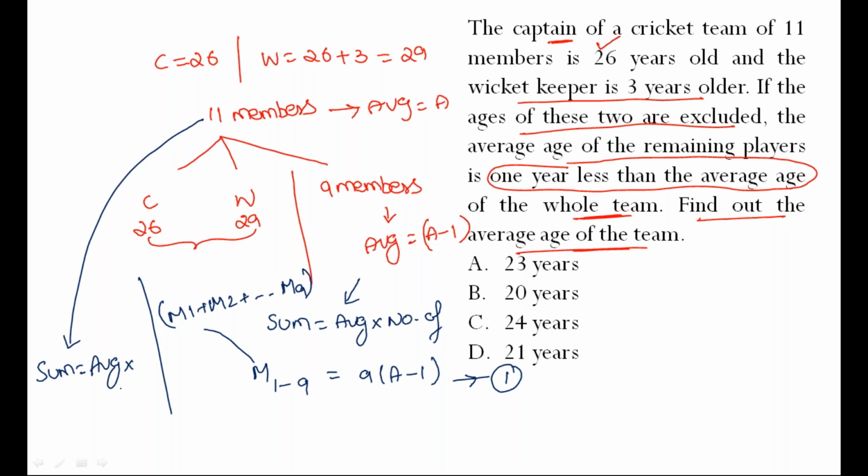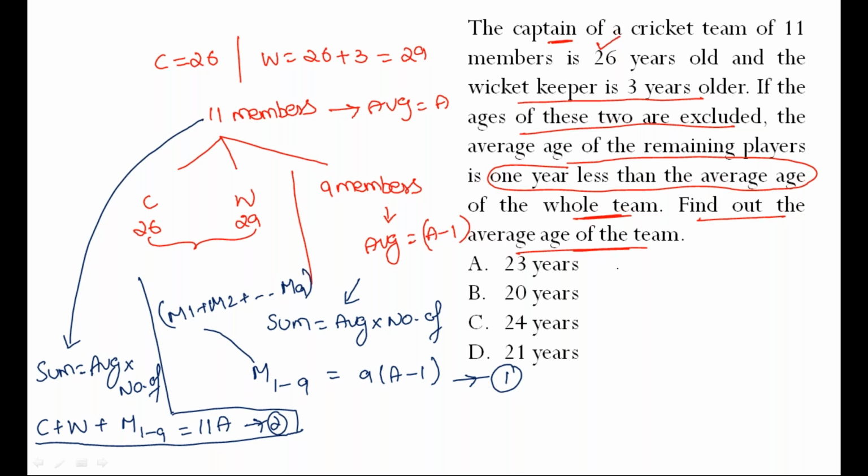Now here we have total captain, wicket keeper plus 9 members. Average is A, as we have 11 members, 11A. See the captain plus wicket keeper plus 9 members, right? Total 11 members, we agree. The sum of that is captain age, wicket keeper age plus 9 members age, total equal to 11A. Why? 11 into A, number of people are 11, average is A. Consider this is equation 2.